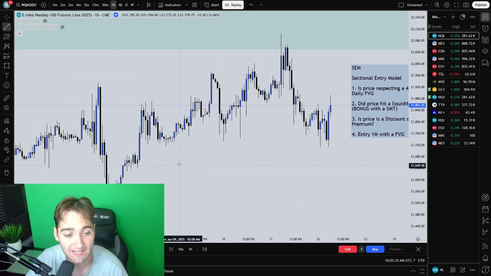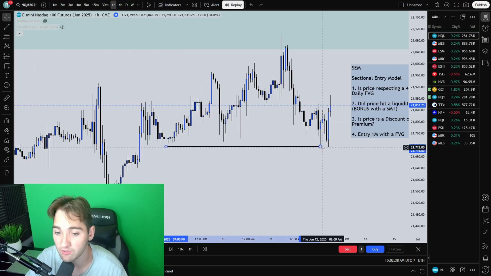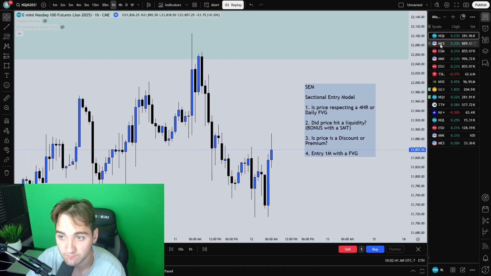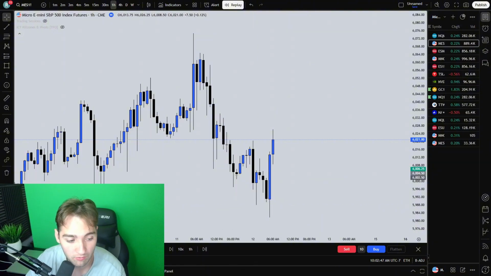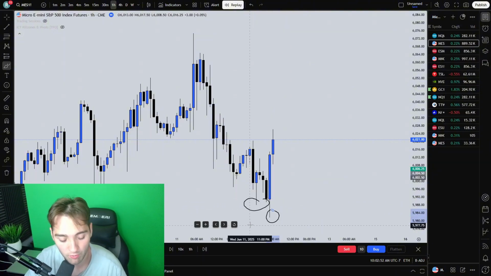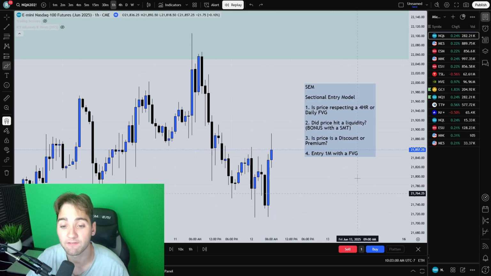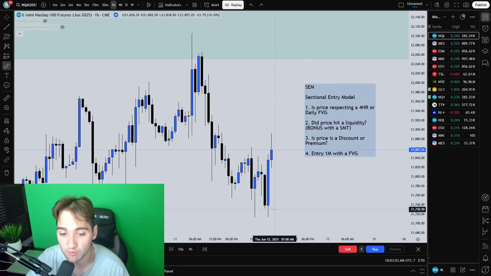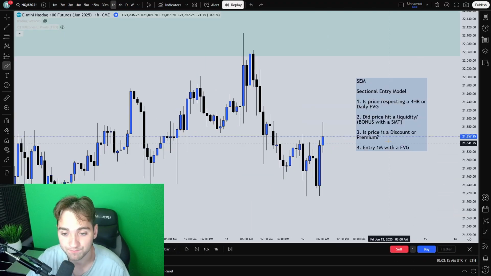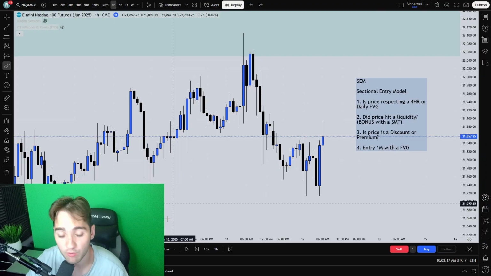Since price actually did hit this low here, which counts as our liquidity, do we have that SMT? I'm going to switch to ES here. And look, we have a low to a lower low on ES. On NASDAQ, look, we have a low to a higher low, right? So we can identify that we are potentially going to have a bullish move. That's why we're in a bullish move here, because of that SMT. So now we can tell ourselves, cool, what is our next step? Well, we've got to identify a discount or premium zone.